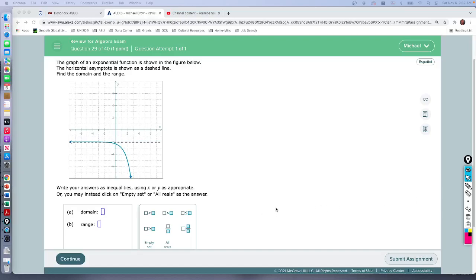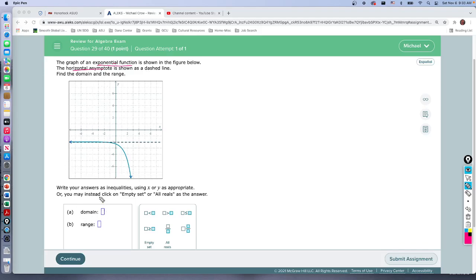So question 29 is a question asking about the domain and range of a function. We're told it is an exponential function. Up here, we've got a graph. We don't have to come up with it, but we've got this graph. We've got a horizontal asymptote here, with a dashed line, and we want to find the domain and range.